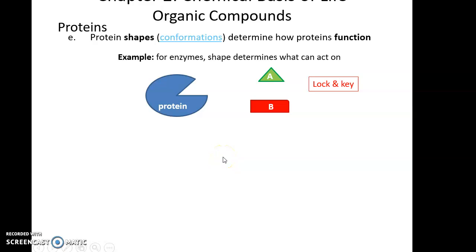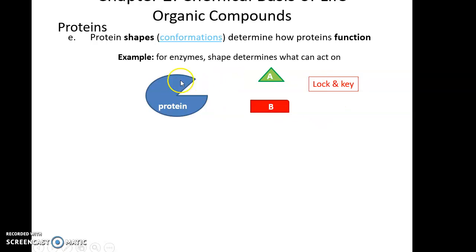Again, as I mentioned earlier, the protein shape is very important to its function. Often the shape of a protein is referred to as its conformation. So the protein shape is its conformation. For instance, enzymes, which we will be talking about a lot throughout the semester, have a specific shape that includes a place for a substrate to bind to. And the shape of the protein is appropriate only for that one substrate.